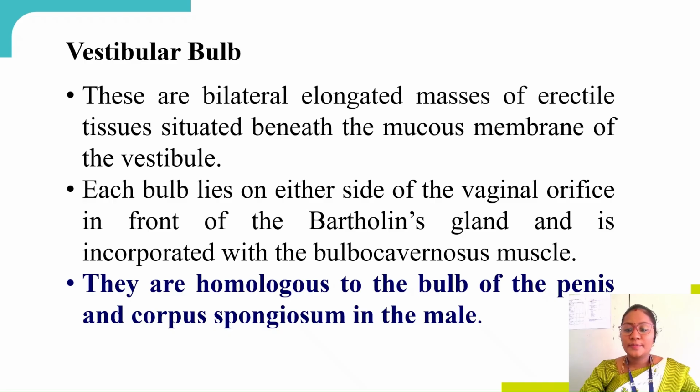Next we come to the vestibular bulb. These are bilateral elongated masses of erectile tissue situated beneath the mucous membrane of the vestibule. Each bulb lies on either side of the vaginal orifice, in front of the Bartholin gland. We already saw where the Bartholin gland is located. It is just in front of the vaginal orifice and is incorporated with the bulbocavernosus muscle. Later we will discuss the pelvic floor muscles. They are homologous to the bulb of the penis and corpus spongiosum in males.